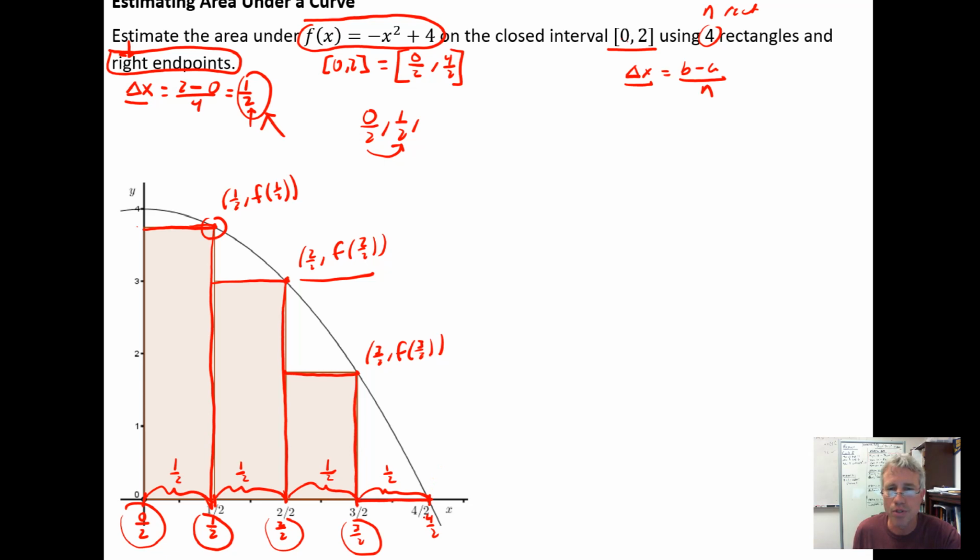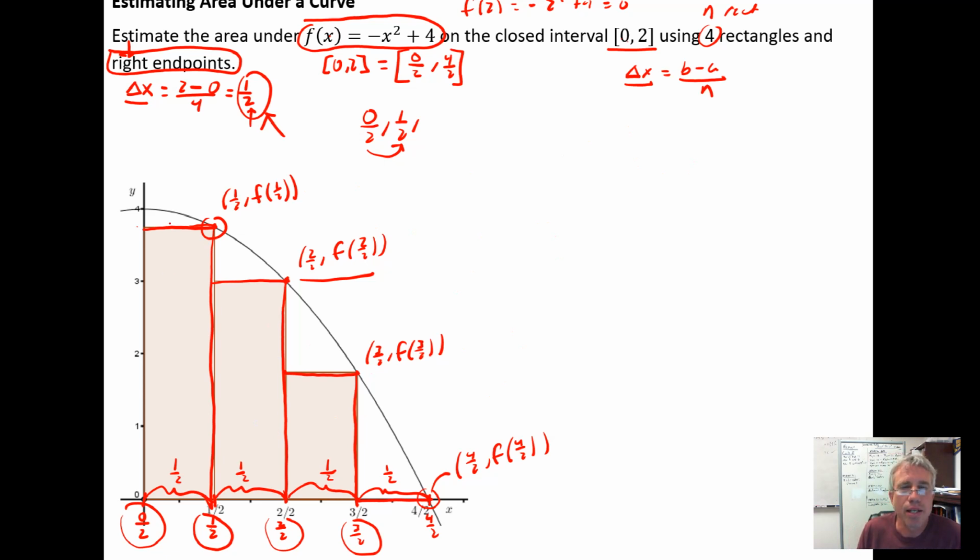And then you move over to the next point, the 4 halves, and you evaluate the function at 4 halves to get a point on the graph that establishes the upper right corner of your next rectangle. In this case, we get a kind of degenerate rectangle, because when we put 4 halves, or 2, into our function, we get a 0. We get a rectangle whose height is 0, which is okay.